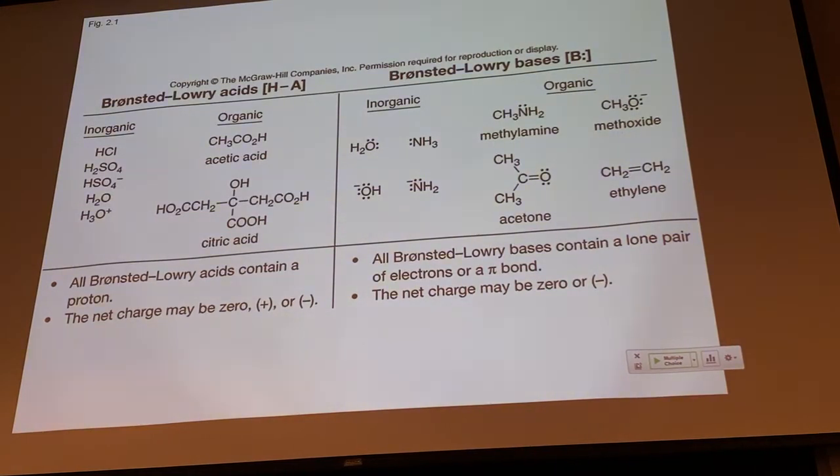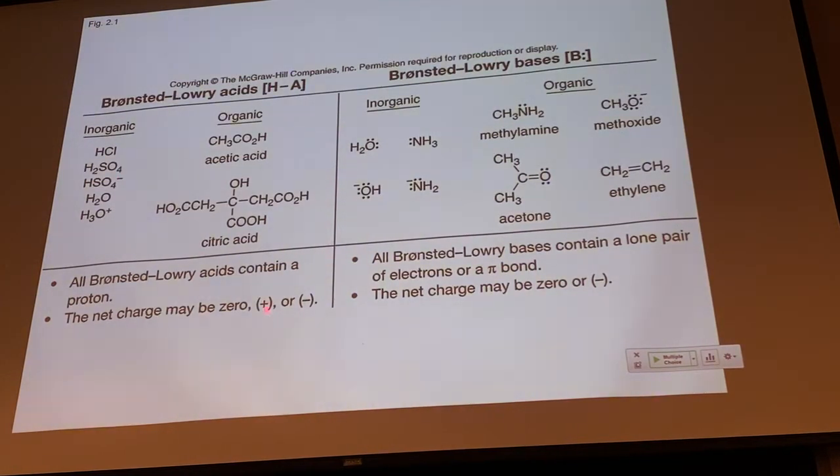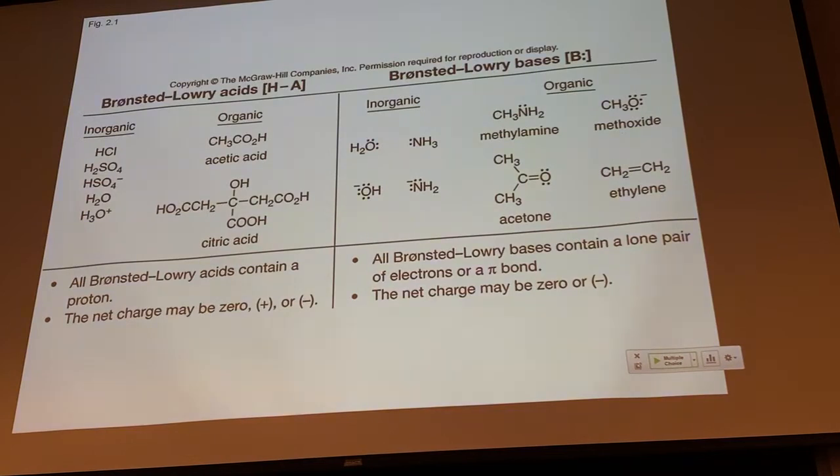Charge is another way that we can identify these species. The acids will usually be neutral or positively charged. HSO4 minus is really one of the only ones I can think of that's negatively charged. And then you can identify the bases by either a negative charge or being neutral. Okay? Also note that some species can be both. We have water, which is a Bronsted-Lowry acid, and also a Bronsted-Lowry base.